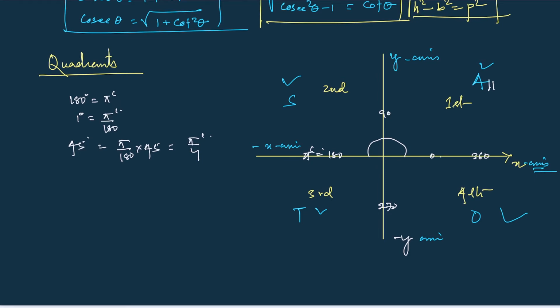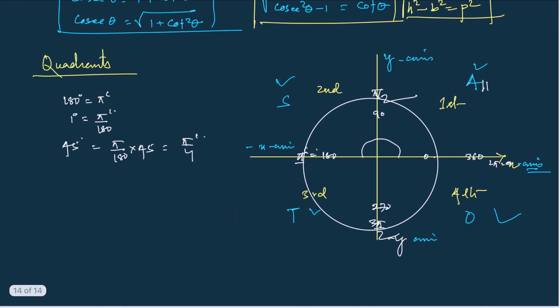So it is going to be 0 degree, this is going to be pi by 2, this is going to be pi, this is going to be 3 pi by 2, and this is going to be 2 pi, which is nothing but again 0, because 0 and 2 pi coincide with each other. Now I am going to divide the entire 360 degree into some angle fractions.